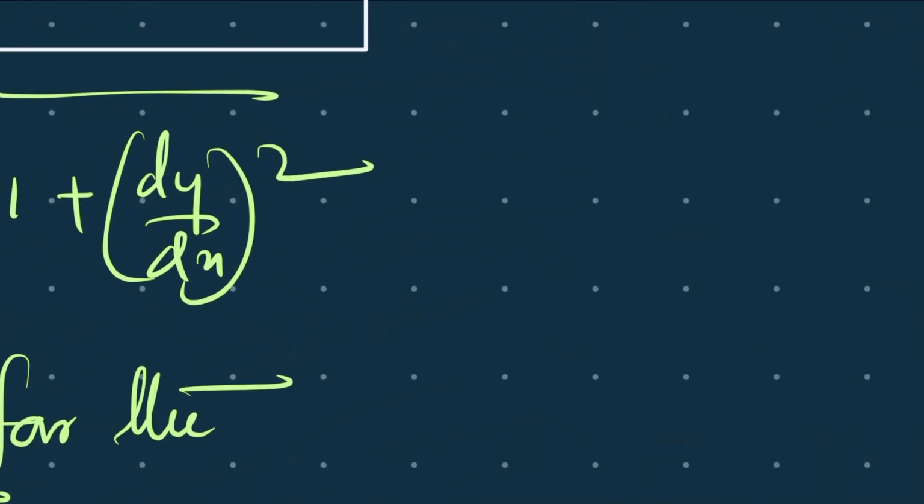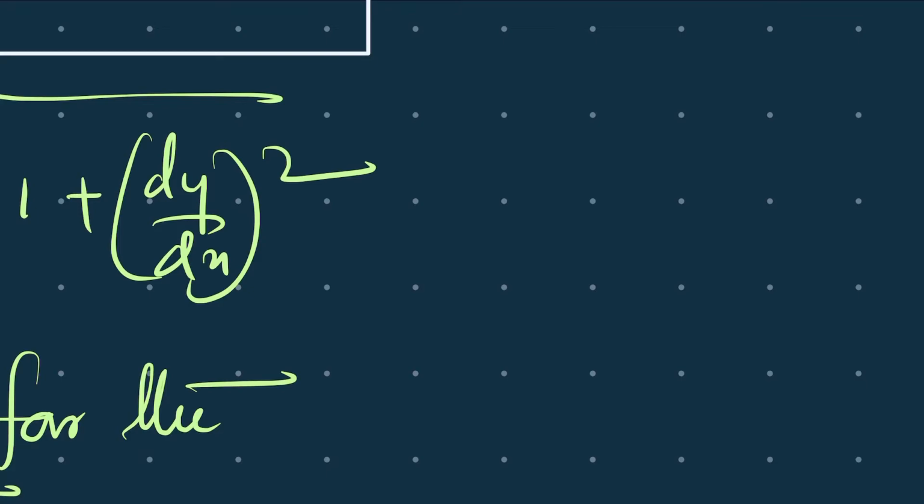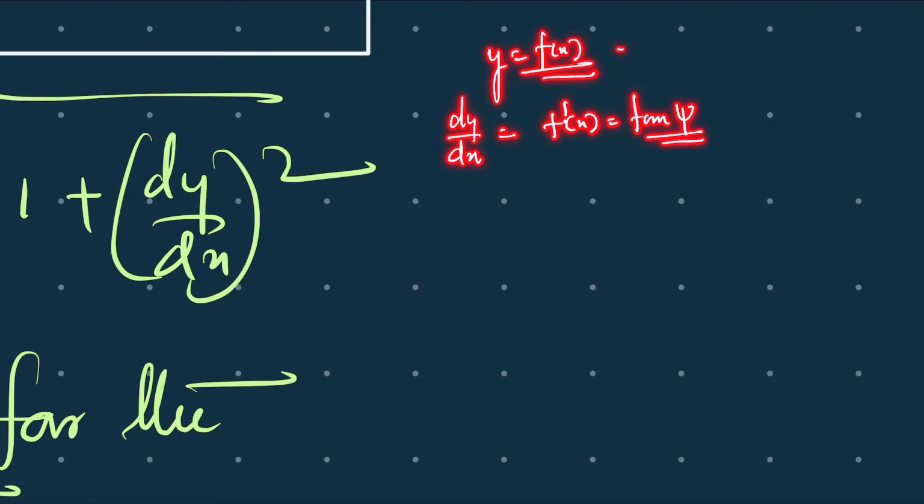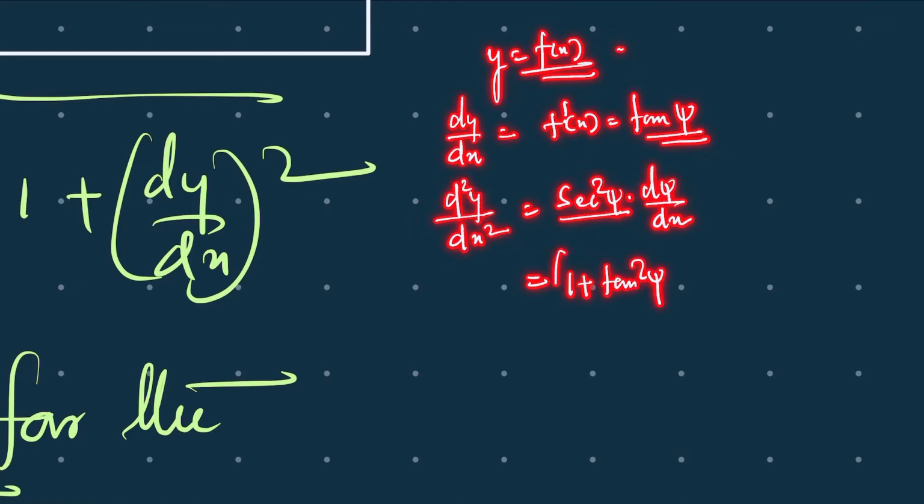See, now we are going to derive it. Here you can see y is equal to f of x is a curve, so we need to find dy by dx. Dy by dx is nothing but f prime of x, which is tan psi. Now differentiate again with respect to x. This will be sec square of psi into d psi by dx. Sec square of psi is equal to 1 plus tan square of psi, into d psi by dx. This we can write as d psi by ds into ds by dx, without loss of generality.